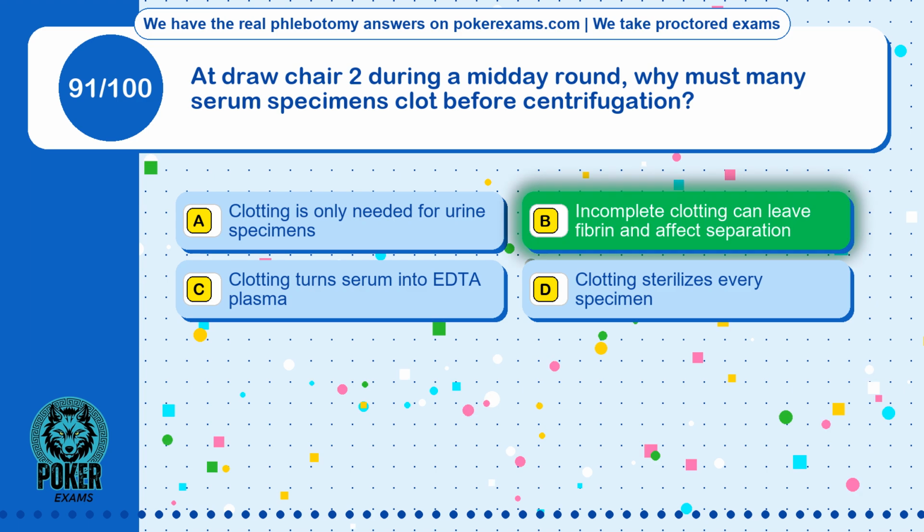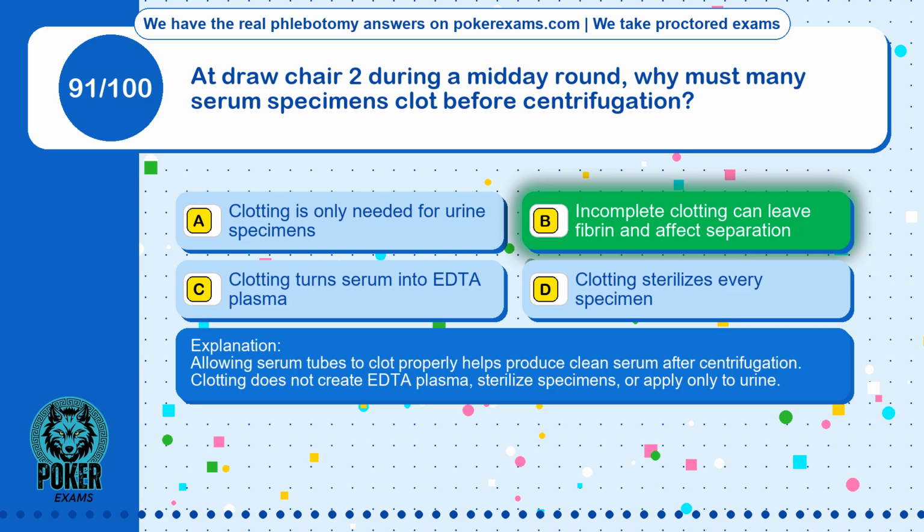The correct answer is option B. Incomplete clotting can leave fibrin and affect separation. Allowing serum tubes to clot properly helps produce clean serum after centrifugation. Clotting does not create EDTA plasma, sterilize specimens, or apply only to urine.